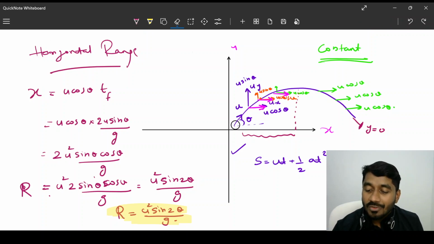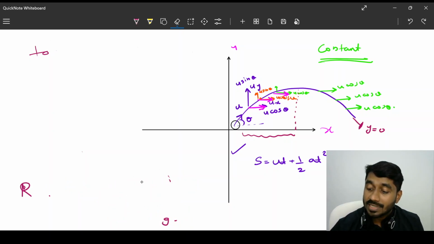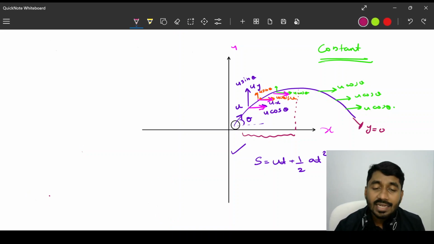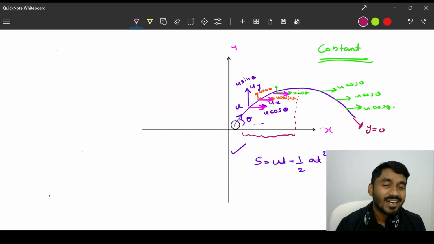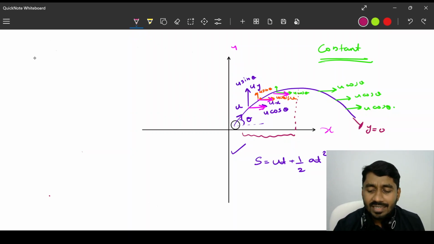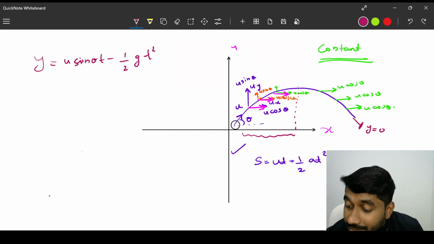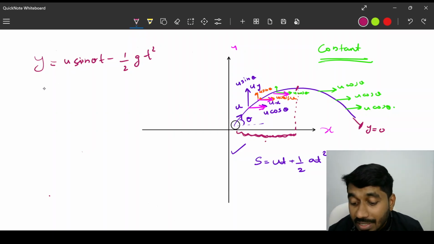So let's move on. We need to derive one more equation. What is that? The maximum height of a projectile. It is very simple guys, just be with me. How to find the height of a projectile? Any idea? Nothing, take the y displacement again. What is the y displacement? u sin theta into t minus half g t square. And this is the maximum height we are going to find. And what will be the time taken to reach the maximum height? We already derived it.